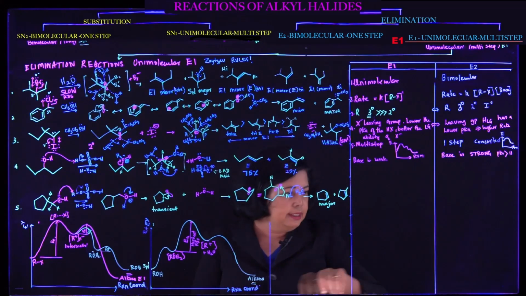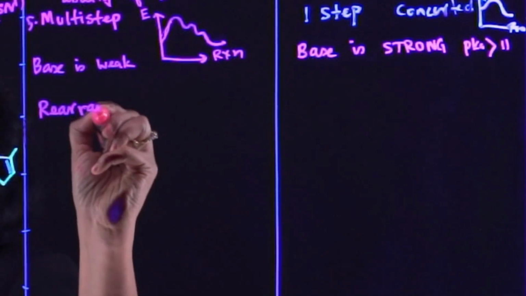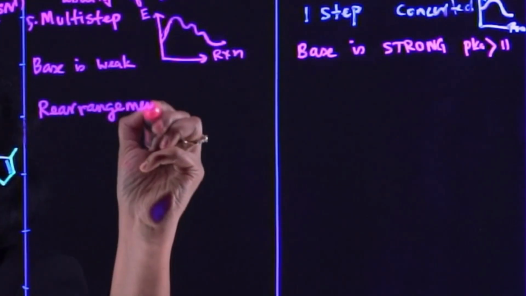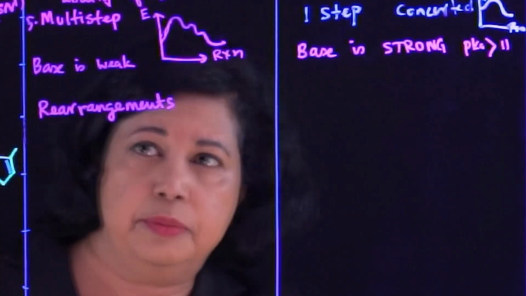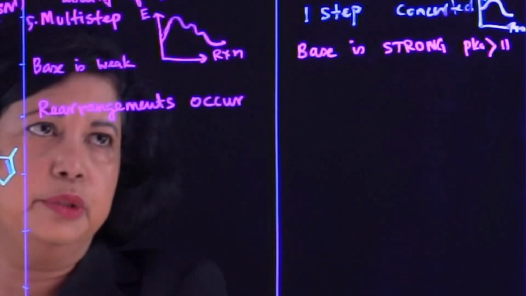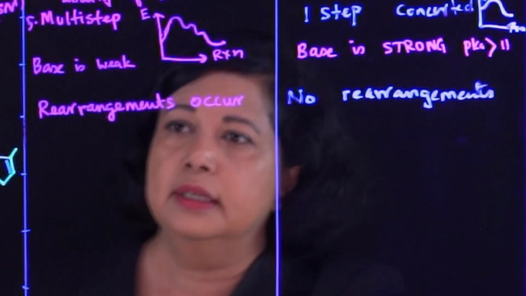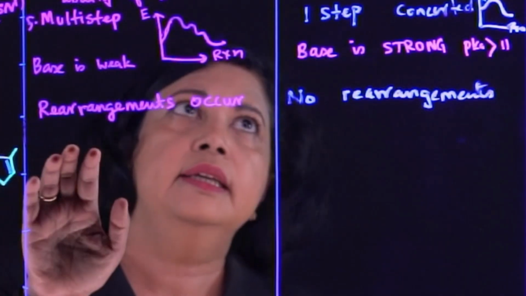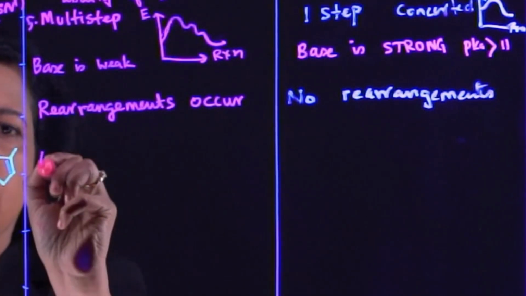So this has got rearrangements, which is really not a good thing when you think about it, because then you're going to get a whole slew of products. Here you have no rearrangements. Okay, what else? Product is an alkene. That's a similarity. Okay, products are alkenes.